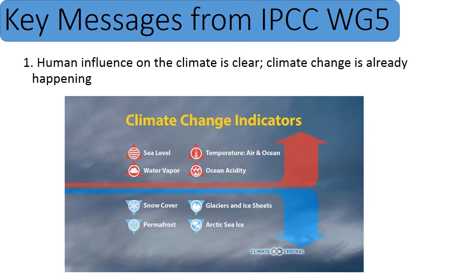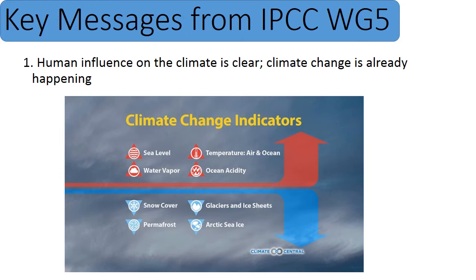And so the arrow going up means that we have seen increases in those indicators. So we have seen increases in sea level, in water vapor contents within the atmosphere. We have seen increases in the temperature of both the air and the ocean. And we have seen increases in ocean acidity. So the ocean is becoming more acidic.